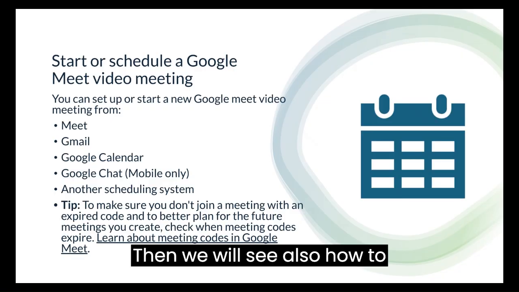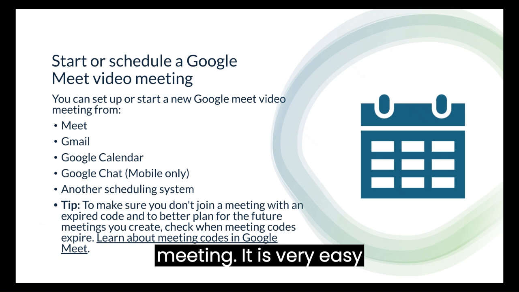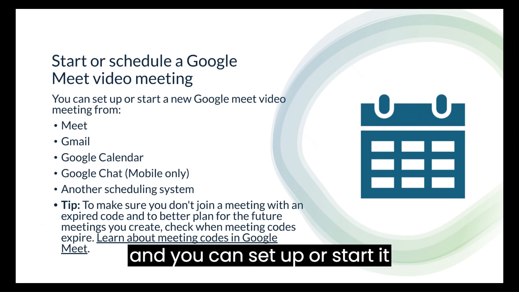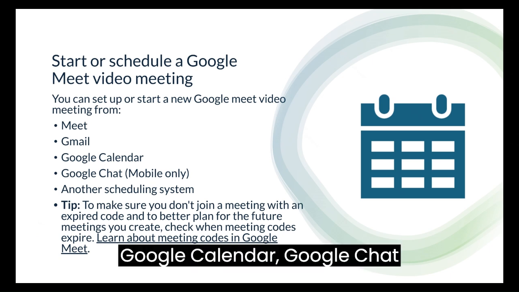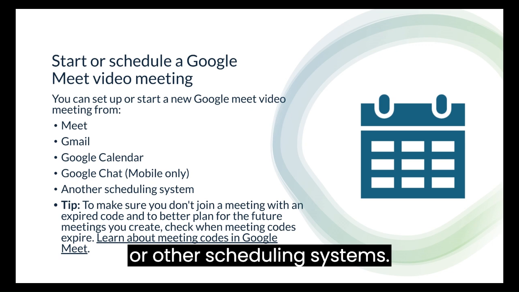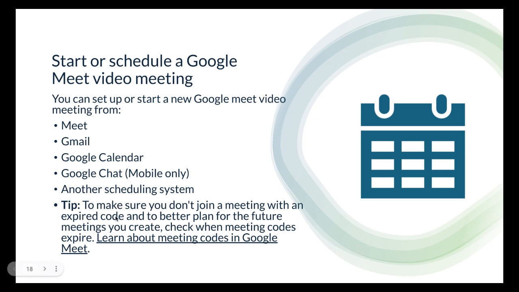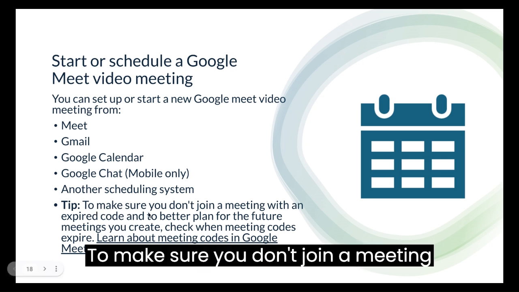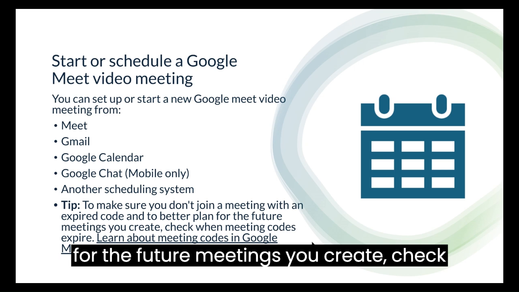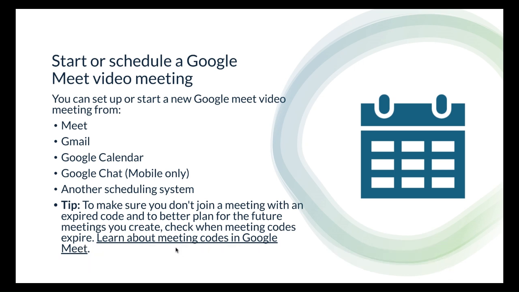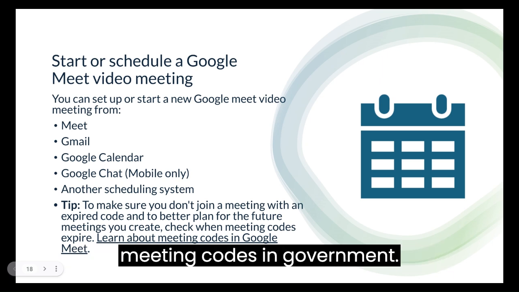Then we will see also how to start or schedule a Google Meet video meeting. It is very easy, and you can set it up or start it using Meet, Gmail, Google Calendar, Google Chat, or other scheduling systems. Here you have a little tip to make sure you don't join a meeting with an expired code, and to better plan for the future meetings you create, check when meeting codes expire. And here you have some additional information about meeting codes in Google Meet.